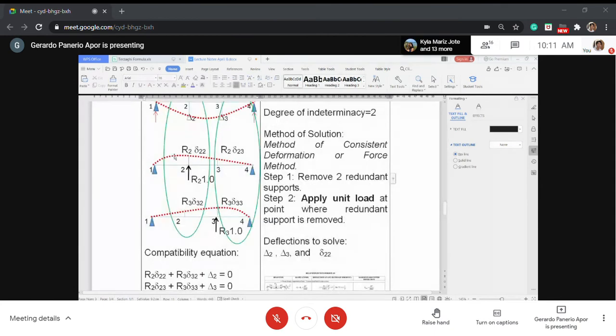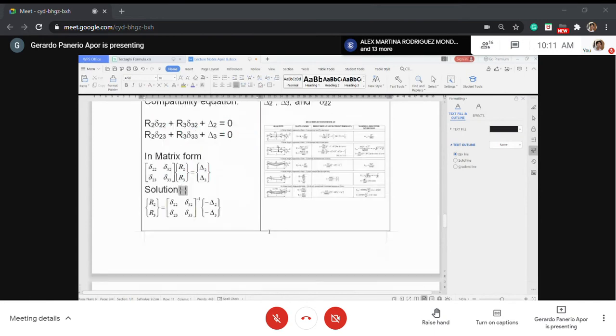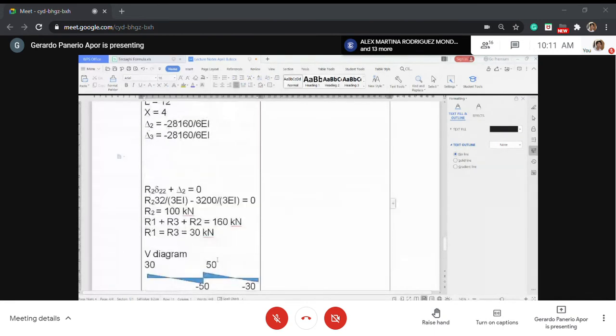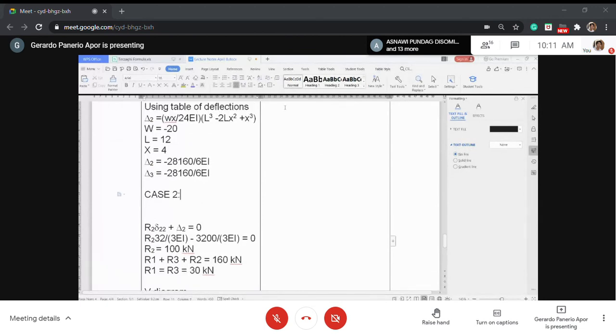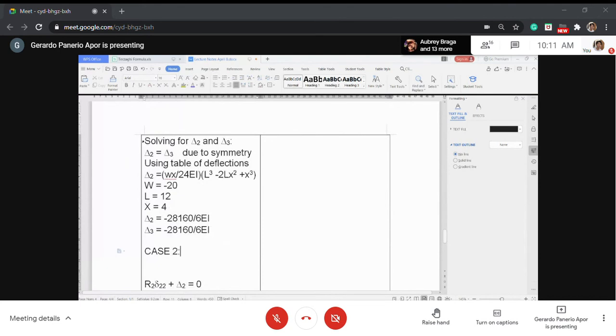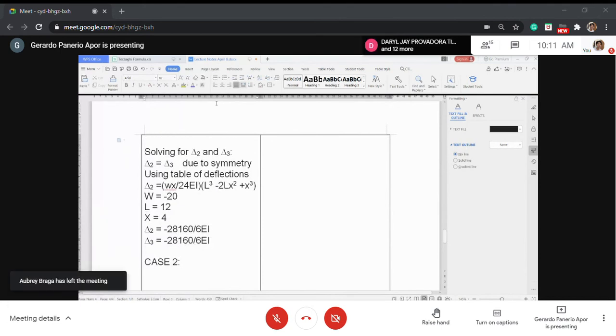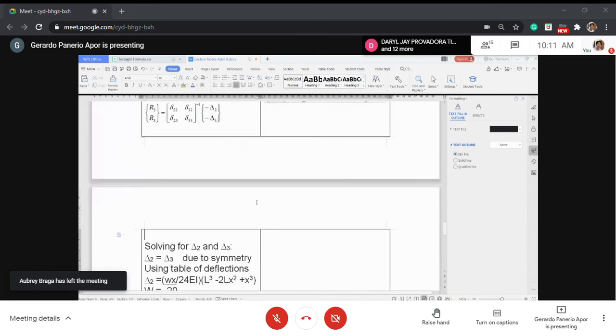Now, this delta 2 is equal also to delta 3 at the same time. It is just flipped horizontally. We are lucky here that they are equal. So we need only to solve delta 2. We use case 2, case 2. This is basically case 1, case 3. Case 3, 1, 2, 3.